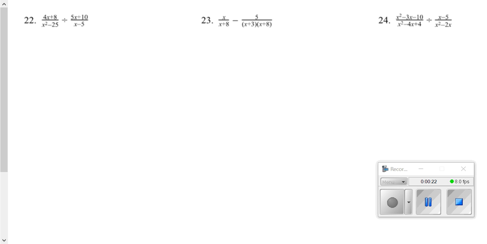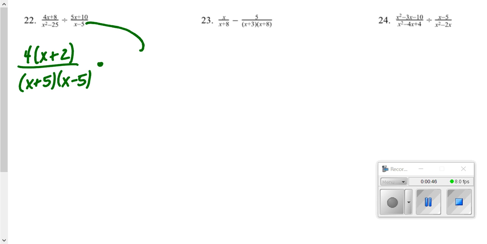So for example, in number 22, I see that there is division. So for division problems, I know I like to rewrite as multiplication. I also am doing some factoring. So on the bottom, I had a difference of squares. On the top, I factored out a greatest common factor. Here, I'm going to switch to multiplying, and then the bottom goes up onto the top, and the top goes to the bottom. And the top has a common factor of 5. And now that's the denominator.